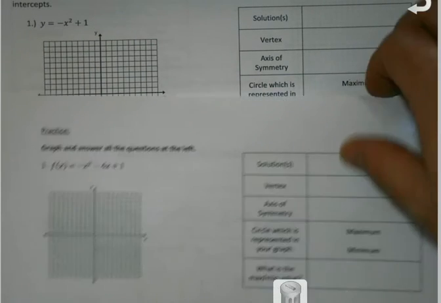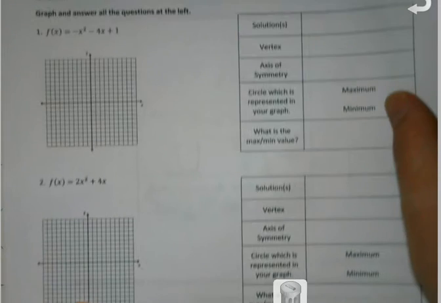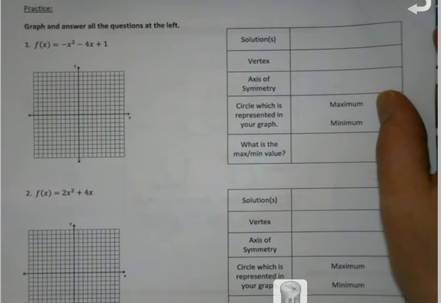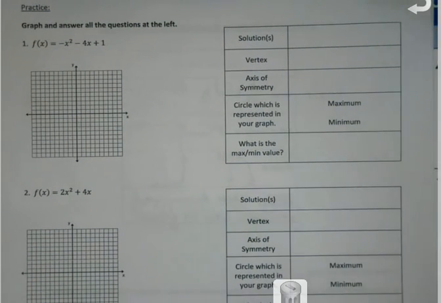So I notice, let me push this up to the top. We'll just kind of go this way. All right, we're going to graph and answer all the questions at the left. Okay, we said before, our first job is always to find the vertex.